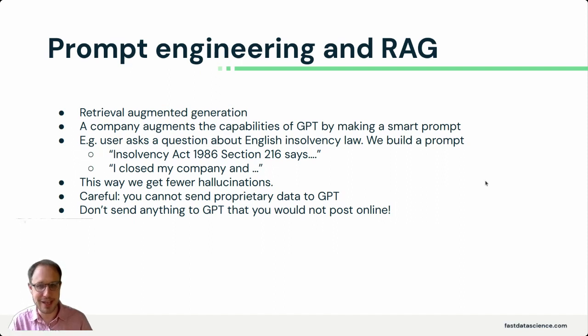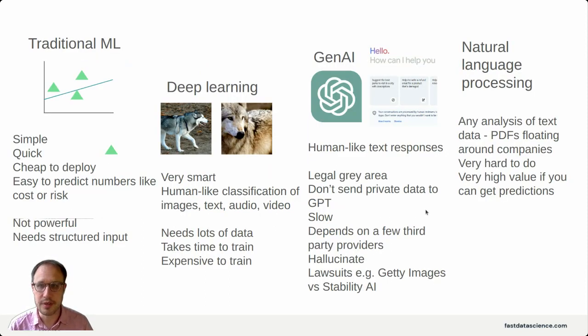You have to be careful, again, if you are sending, for example, snippets of law to GPT, that it's stuff you have permission to send, that it's in the public domain. You can't go and take bits of text that are proprietary in any way. And again, don't send anything to GPT that you would not post online.